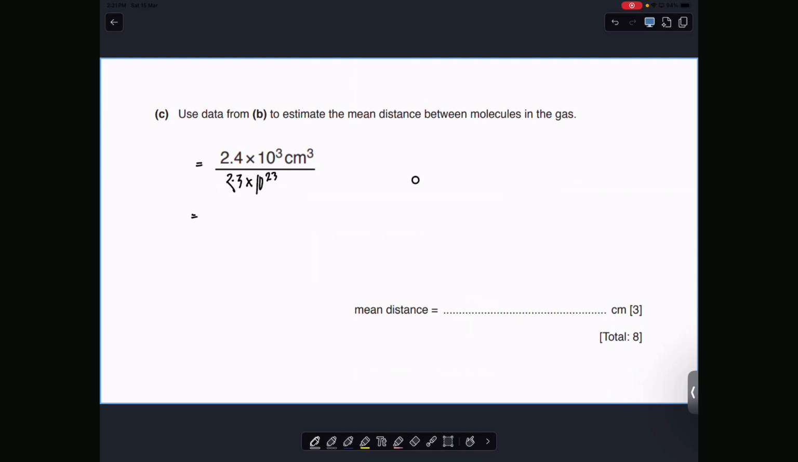So first calculate this and tell me what you get. This number is 2.4 into 10 to the power 3 divided by 2.3 into 10 to the power 23. Let me try to see if this works. It's 10 to the power minus 20 centimeter cubed per atom or per molecule, right? Okay, what does that mean? It means that this one molecule has this invisible area around it.